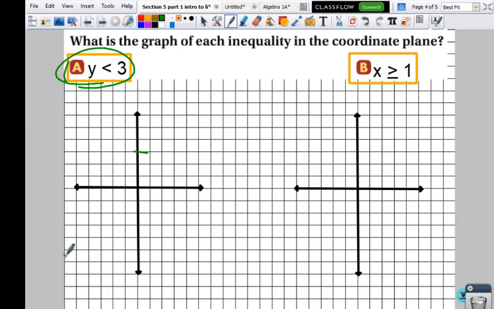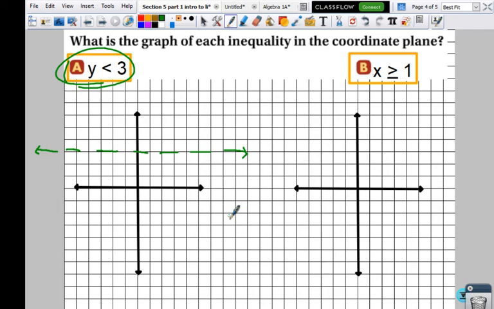It's going to be dashed because I don't have the extra little thing right here, right? So I'm going to go dash line like this, dash line like that, and oh, I need to put arrows on the end because it's a line. And then I need to shade a side.